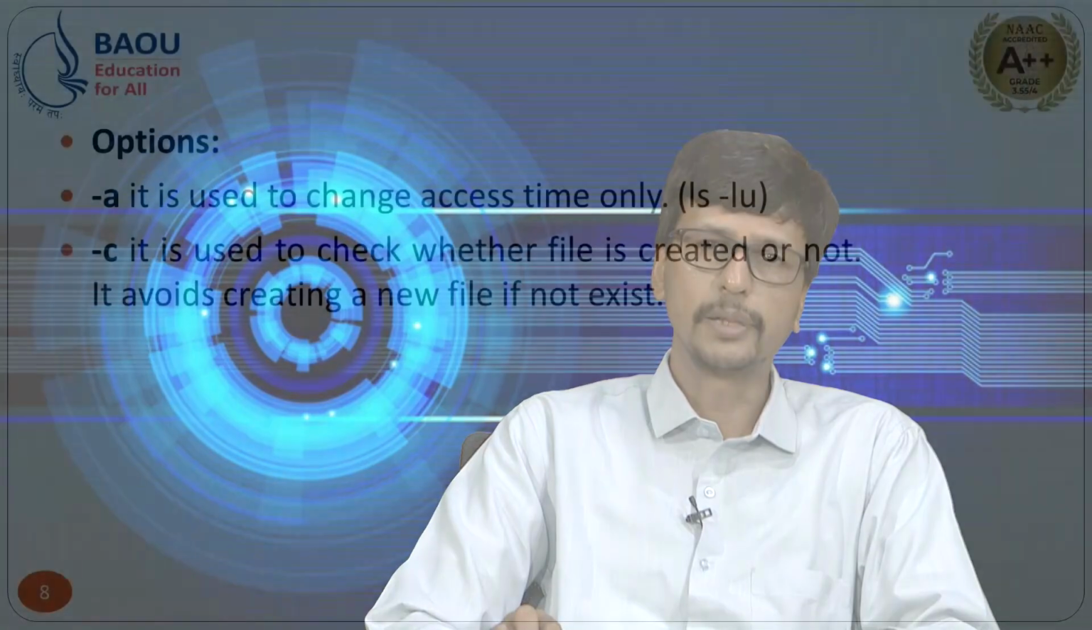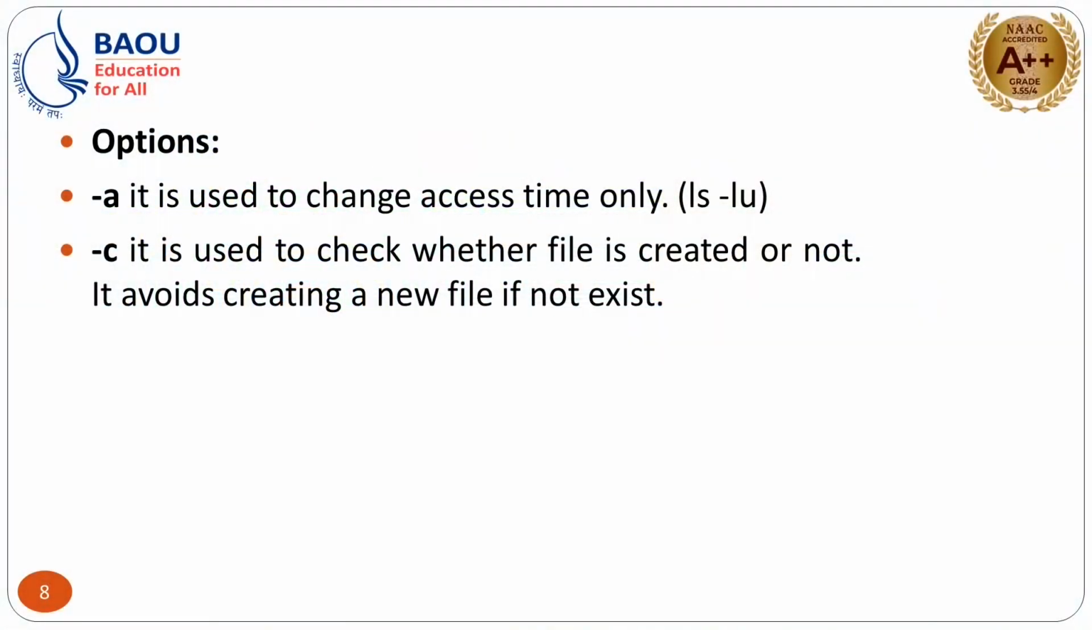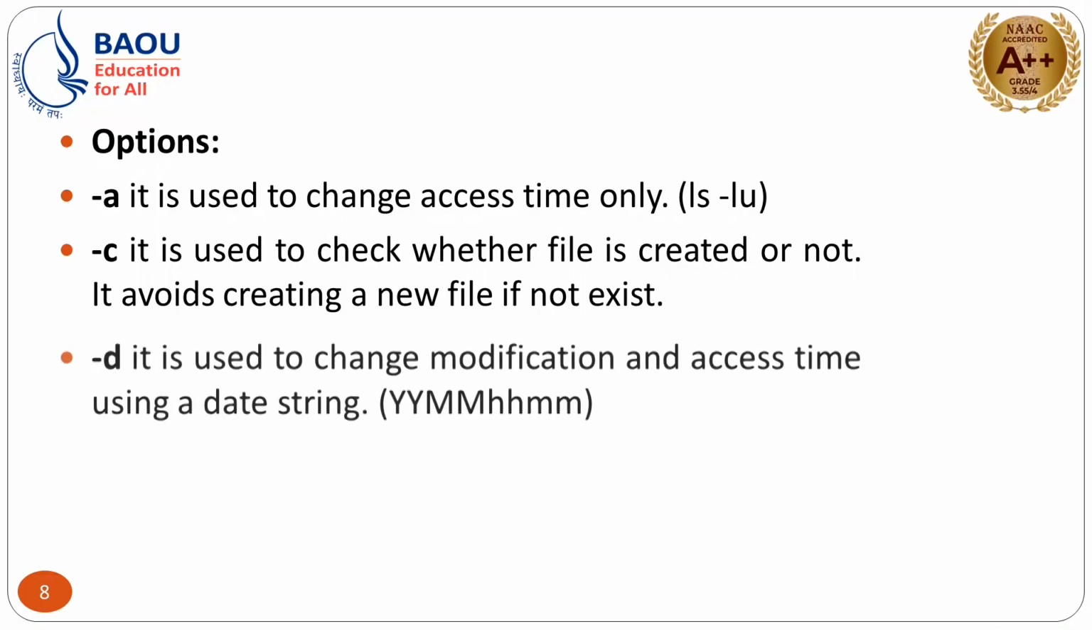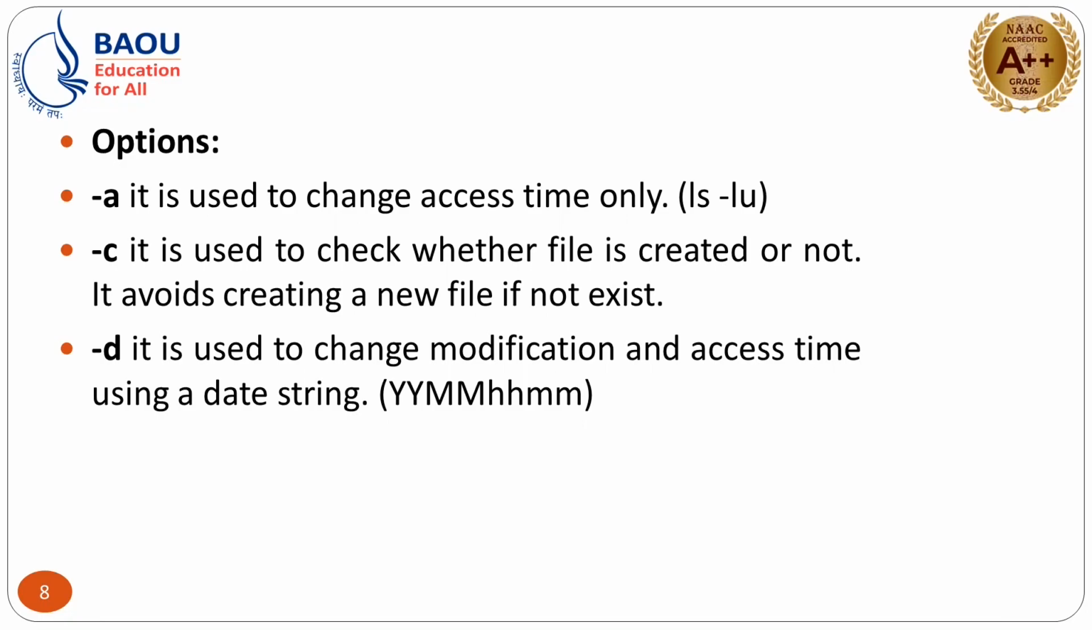But here, whenever you are using the touch command with that option, if that file is not available, does not exist, then it is not created, it just avoids creating a new file. So with the help of this command you can see that it avoids creating a new file with the c option. Now with the d option you can change the modification time as well as the access time.